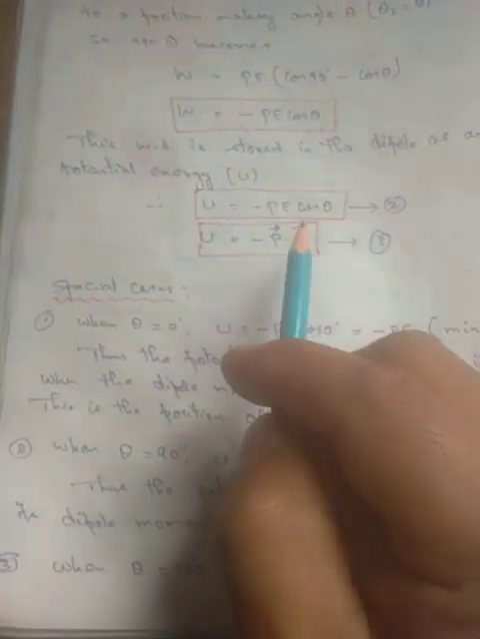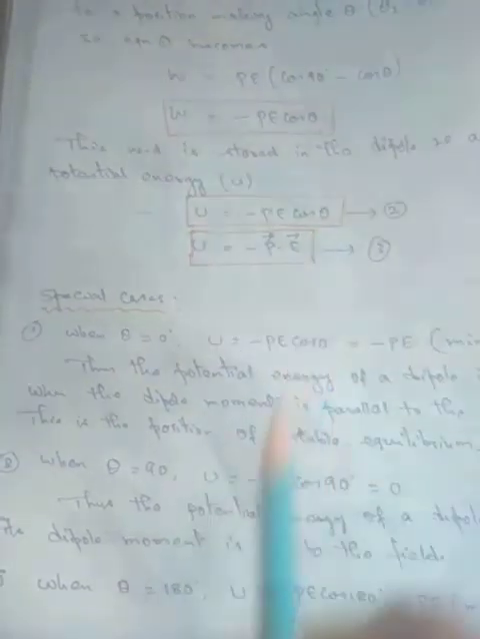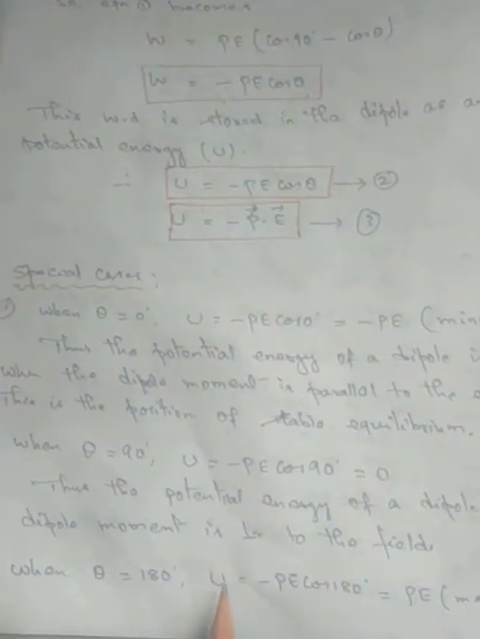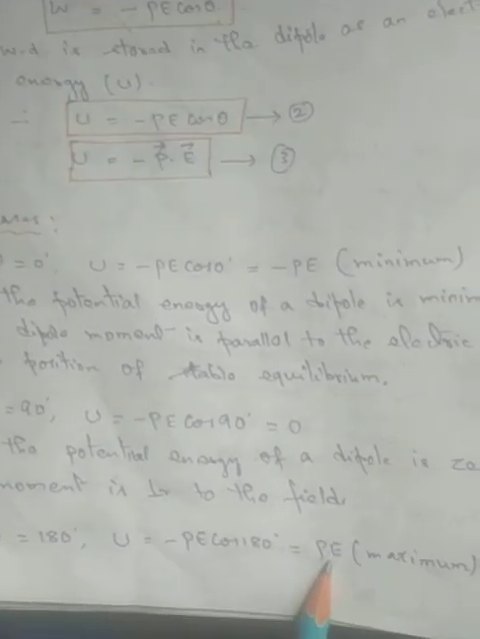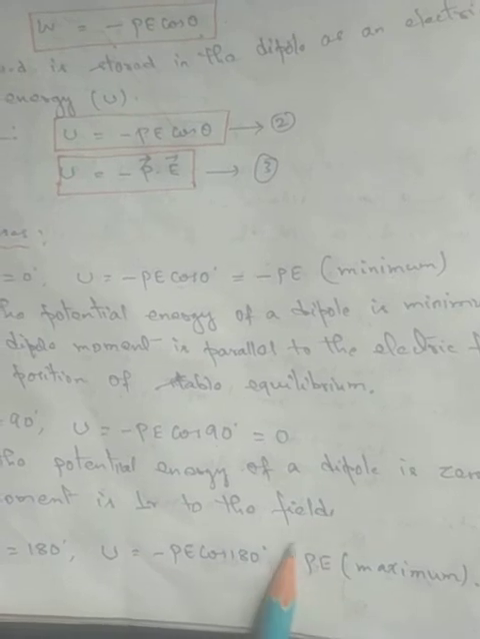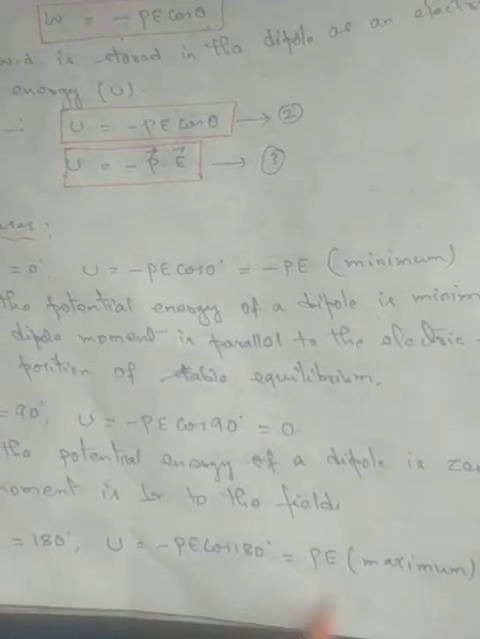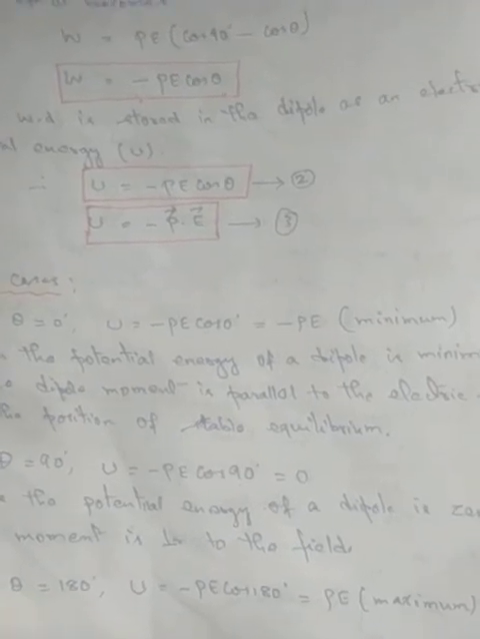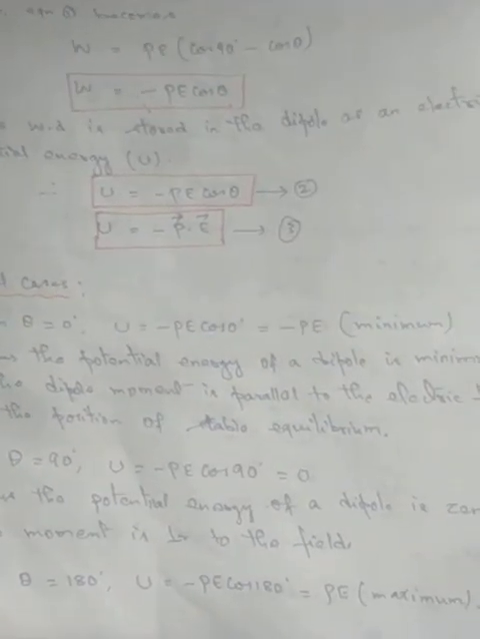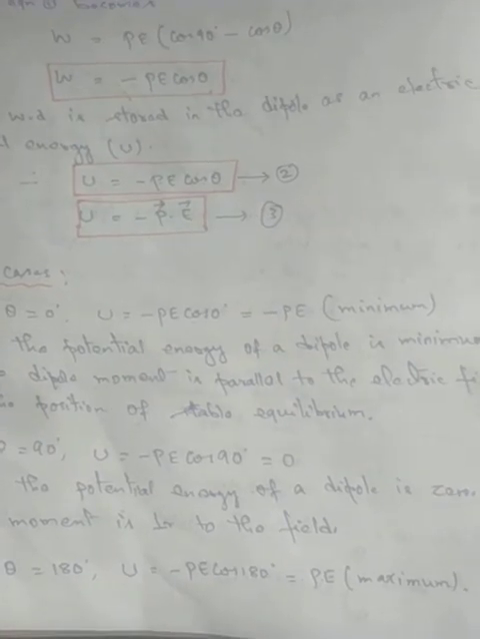The third case is when theta is equal to 180 degrees, then U will be equal to minus PE cos 180. As we know, cos 180 is minus 1, so minus with this will become plus, so U is equal to PE. Because this factor here is positive, we say this quantity is maximum. So the potential energy of a dipole is maximum when the dipole moment is anti-parallel to the electric field.